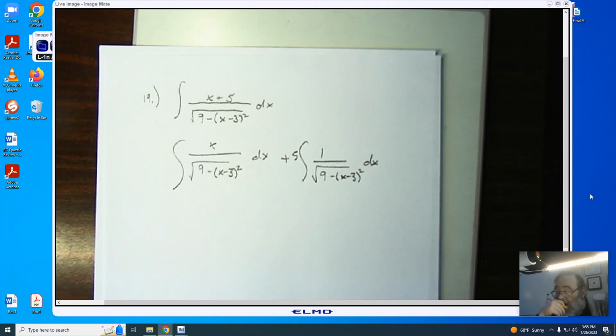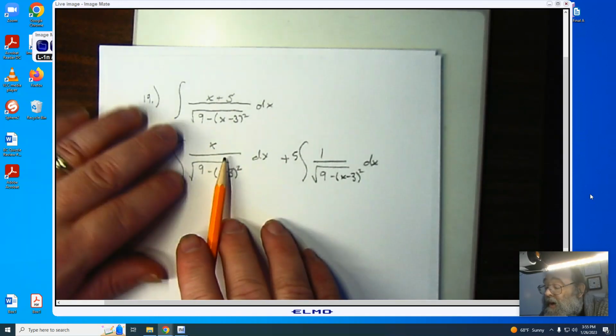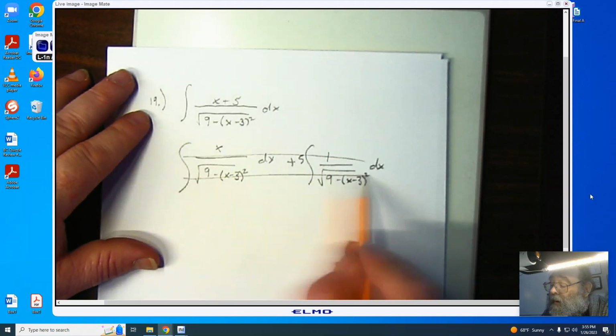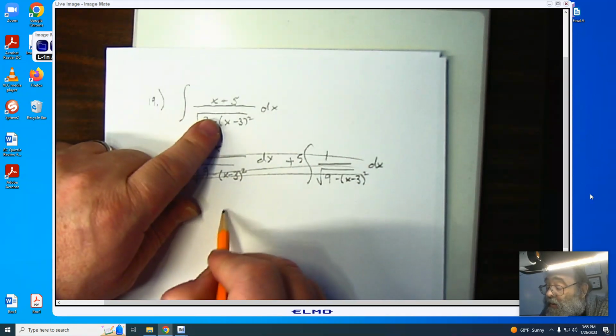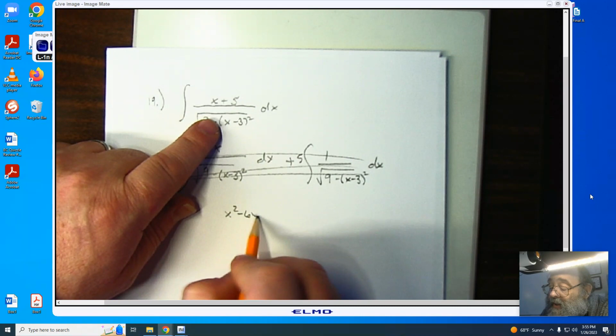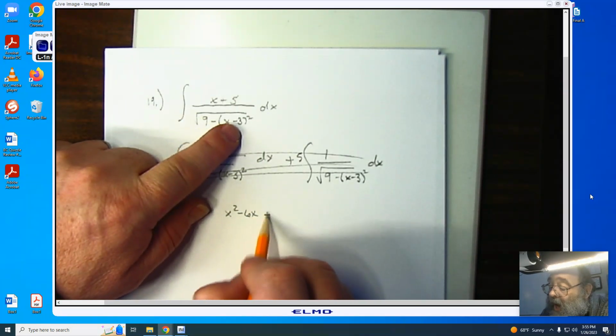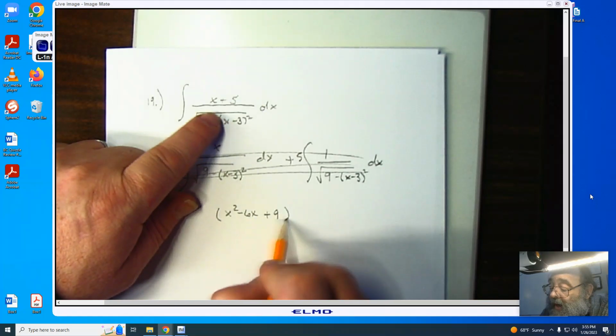Trying to figure out, now I think I may have to rearrange this and make this an x minus 3. Now let me show you why. If I FOIL this out, I have x squared minus 6x minus 9 plus 9. I'm distributing the negative.